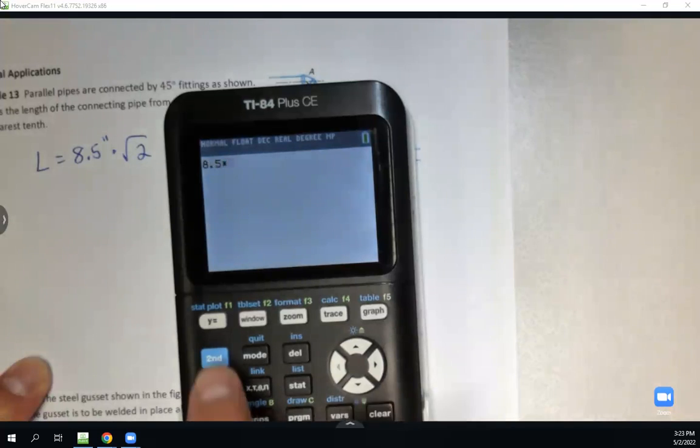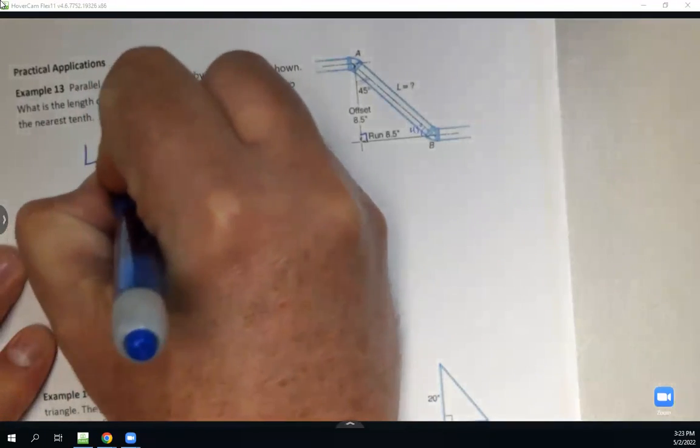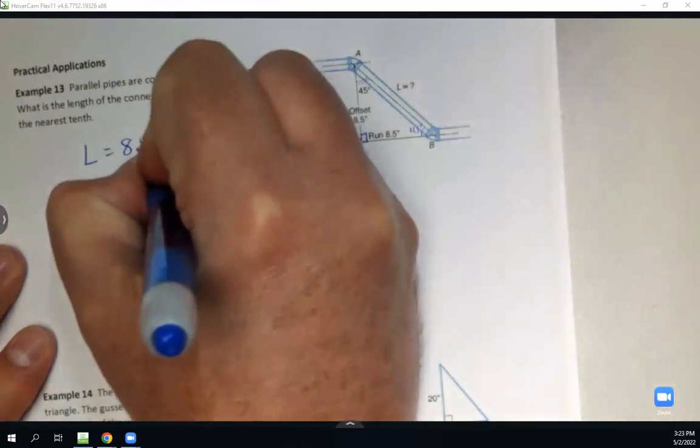Well, 8.5 times the square root of 2 is 12.0 if I round to the tenths like I'm directed. So that piece of pipe is going to be about 12.0 inches long.